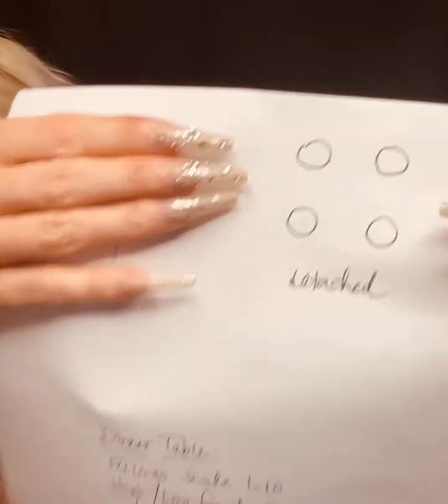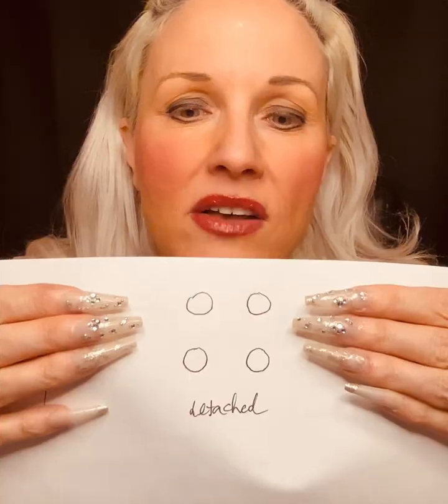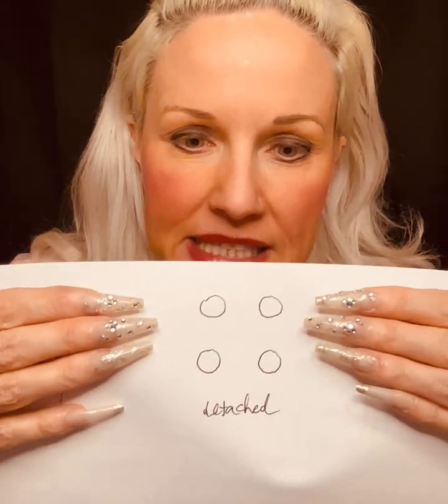So the next one is called detached boundaries, okay? And this is what it looks like in diagram form. Can you see that? It's the 4, so those are 4 people, right? But they're all separate. And it's called detached boundaries.